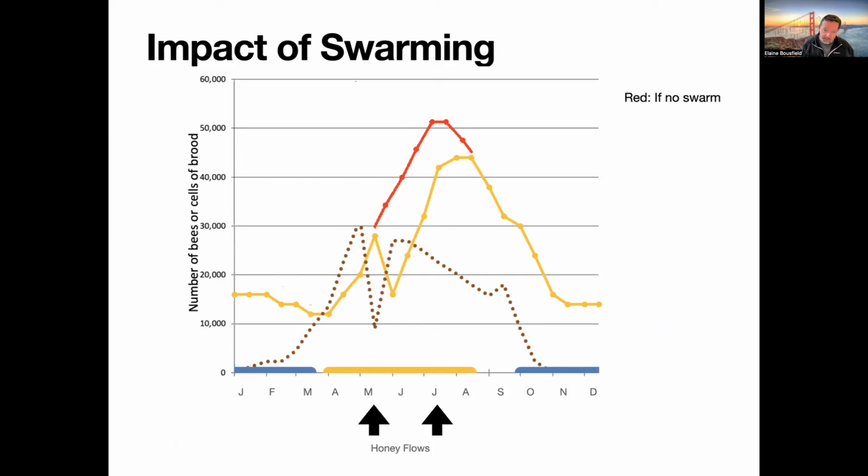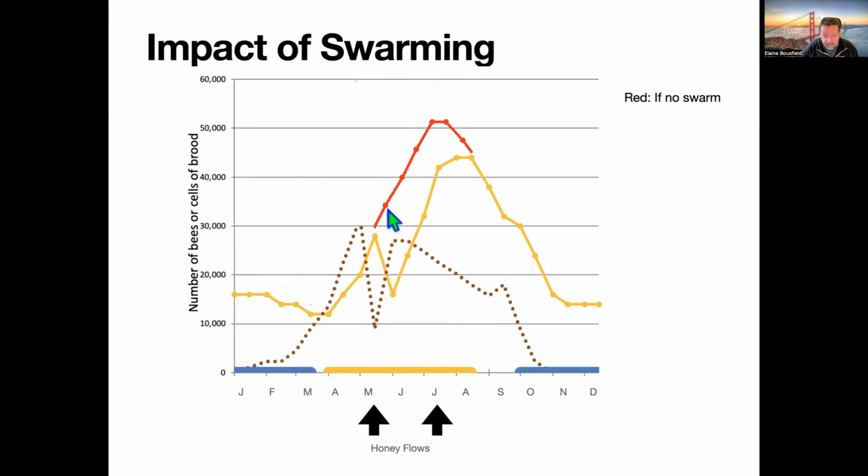So what happens when they swarm? If they didn't swarm, as we saw before, they would carry along this red line. But this yellow line shows what's happening with a swarm in May. Obviously the number of bees has dropped significantly because half of them have disappeared over the hedge. And also the amount of brood dips for a while because the queen goes, and it takes a while for the virgin queens to emerge and to get mated and start laying again. So you're losing brood and you're losing bees.